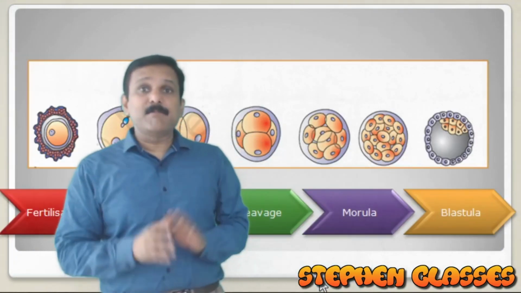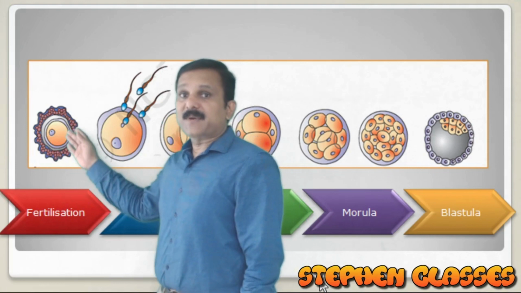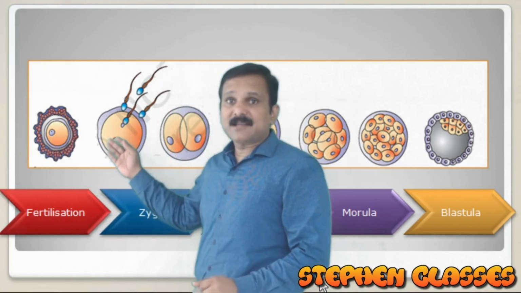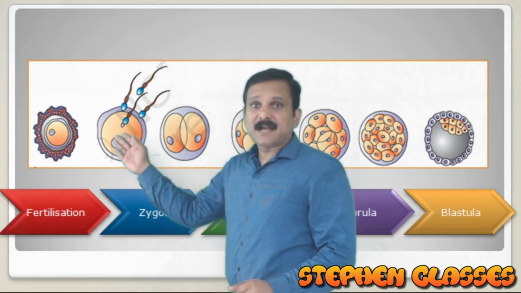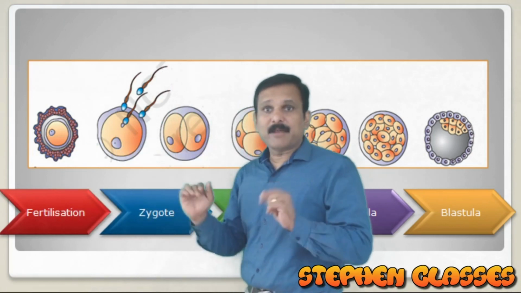To know more about the embryonic development, this slide is very much helpful. Here you can see a secondary oocyte. To the secondary oocyte, the sperm enters, and that event is called fertilization. After fertilization, a zygote will be formed.